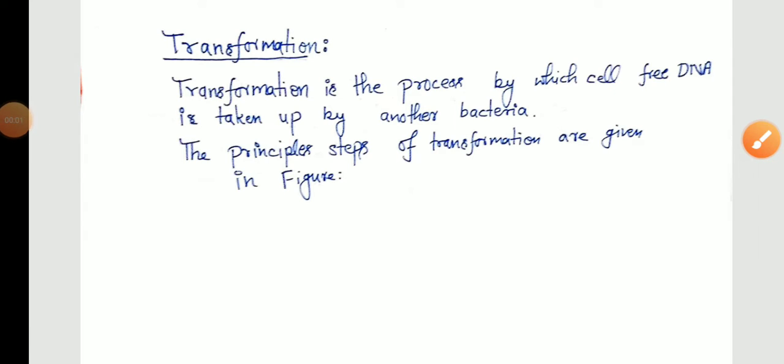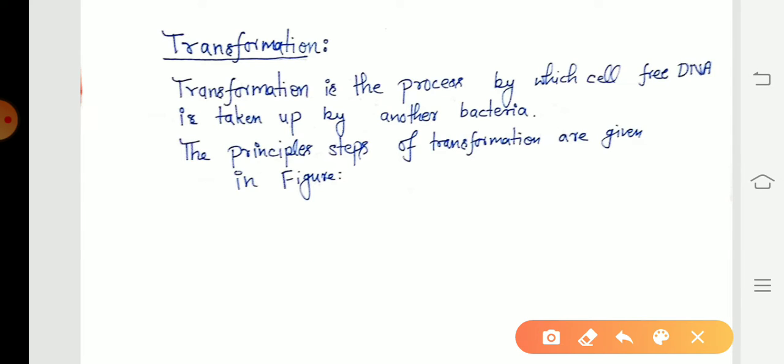Dear students, today I am going to discuss transformation. Transformation is the process by which cell-free DNA is taken up by another bacteria. The principal steps of transformation are given in this figure.